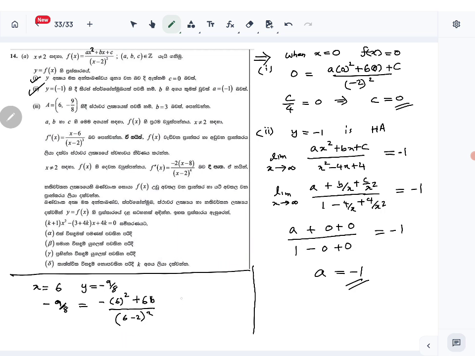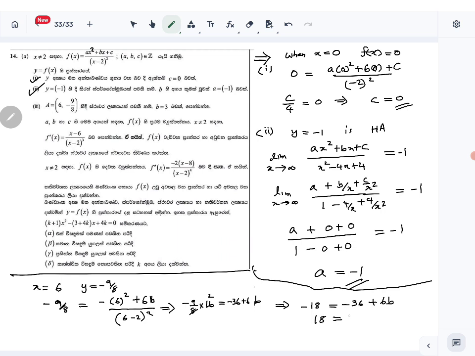So let's simplify. This is what? 4 squared, 16. So I will multiply that out to this side. And this side is what? Minus 36 plus 6b. So what do we have? Minus 18 minus 36 plus 6b. So 18 equals 6b or b equals 3, right? That's what we wanted to show. So that part is also done.